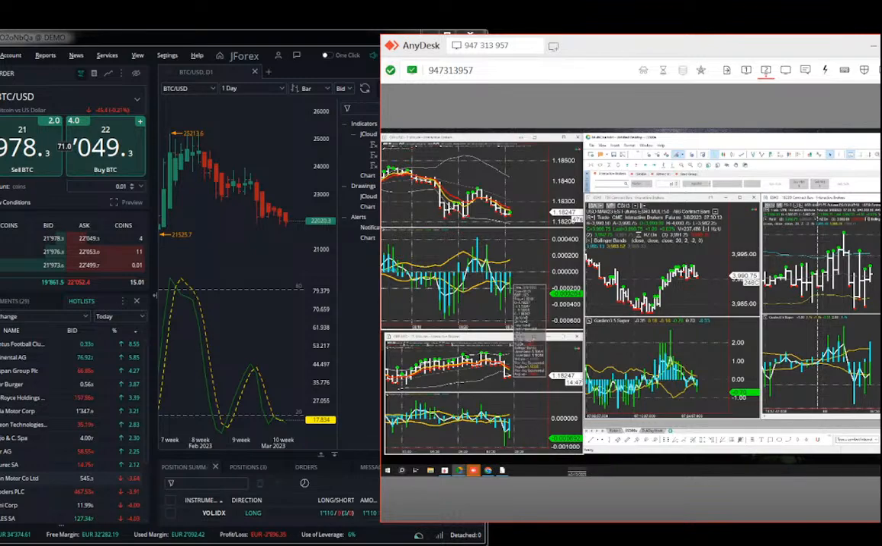Now let's see what kind of ziggy-zaggy. They try to take it up a little bit and then knock it down. That's usually, you know, you take them down and take them up and take them down.